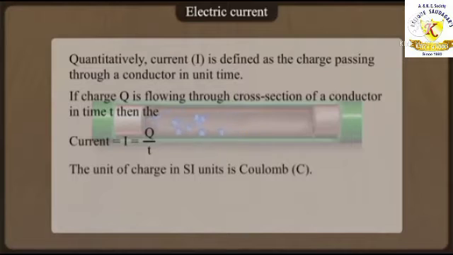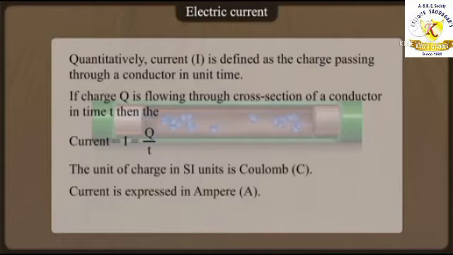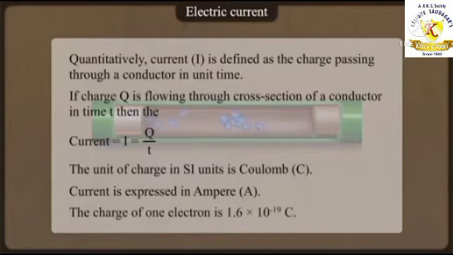The unit of charge in SI units is coulomb and is denoted by the symbol C. Current is expressed in ampere, A. The charge of one electron is 1.6 multiplied by 10 raised to minus 19 coulomb.